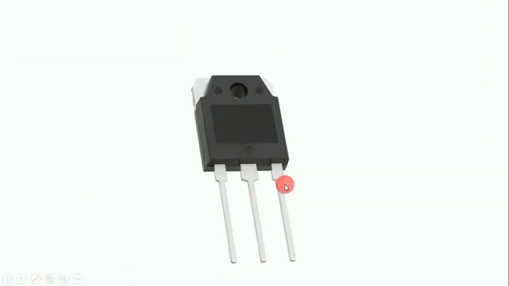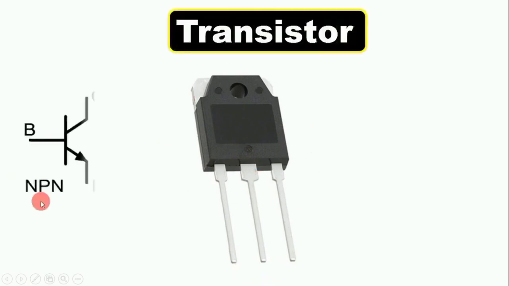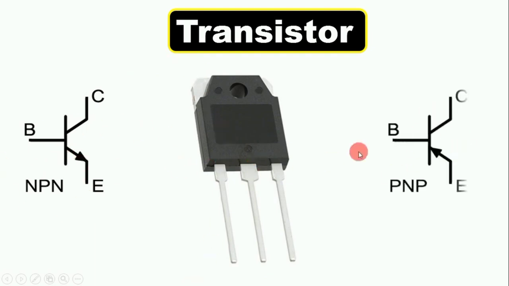Now friends, this sixth number of component here, this component is known as transistor. Symbol of transistor is like this. Normally transistor is of two types. One is NPN and second is PNP.